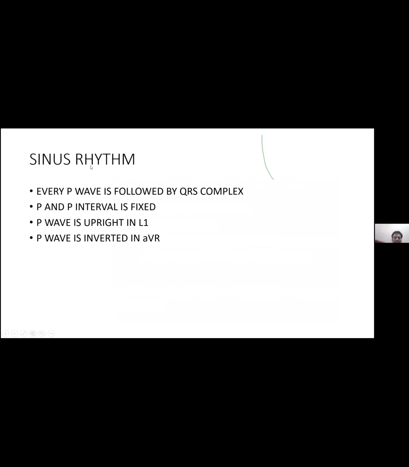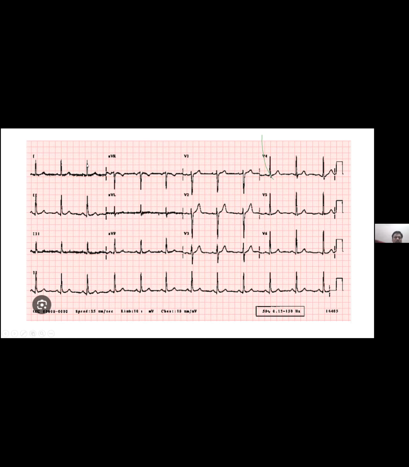Next, the P wave is inverted in AVR. Now you know the P wave is upright in lead 1 and inverted in AVR. Every P wave is followed by a QRS complex. All P waves are fixed. The PP interval is fixed and every P wave falls on the expected place. So if this is happening, then it is sinus rhythm.